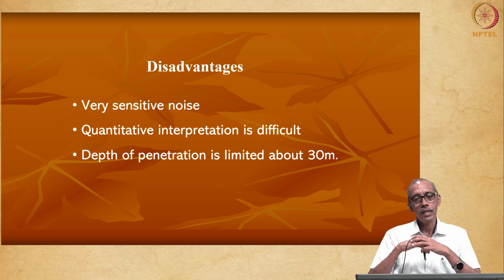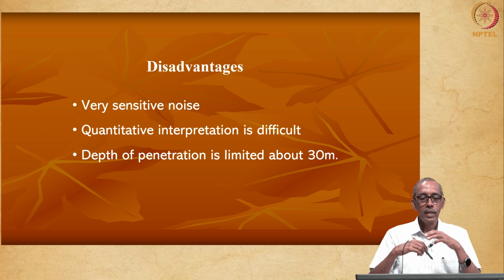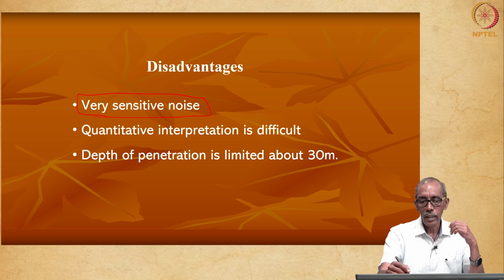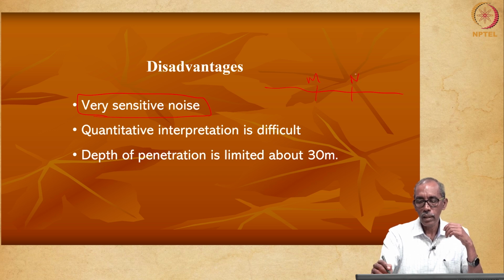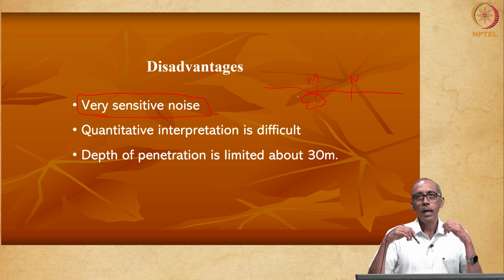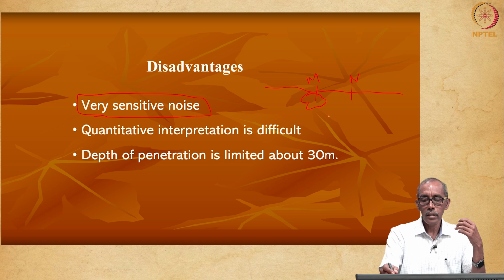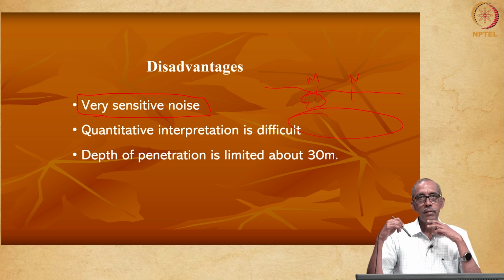What are the disadvantages? This method has disadvantages too. It is very sensitive to noise. What do we mean by noise? Some local variation. The surface of the earth, you are keeping the M and N electrodes here. If there is some anomalous material just beneath the non-polarizable electrode, that is going to lead to a lot of noise, in the sense the measured value may not be representative of what is present below the surface. This is one kind of noise.